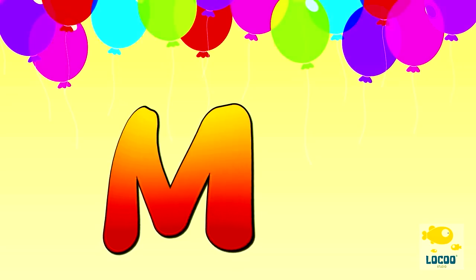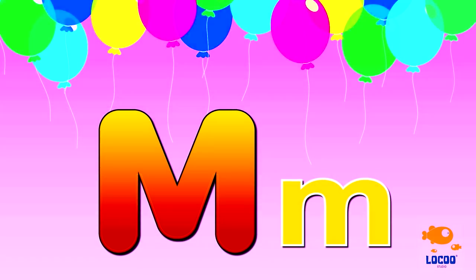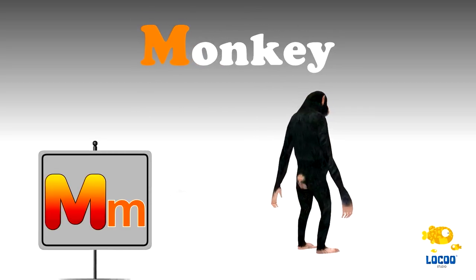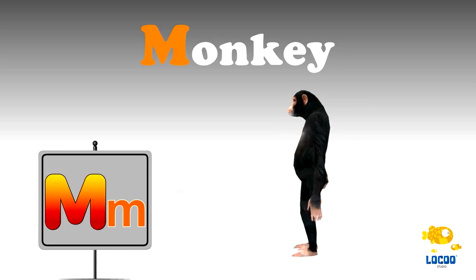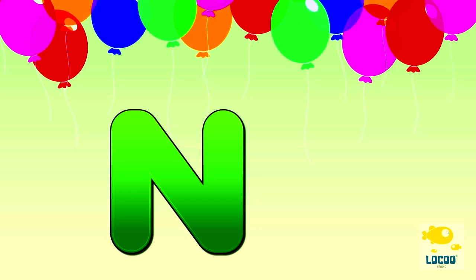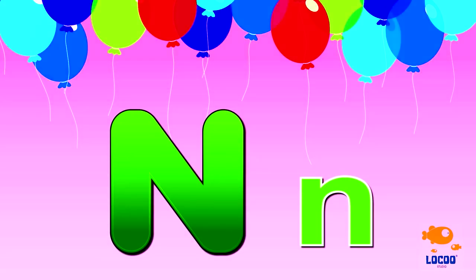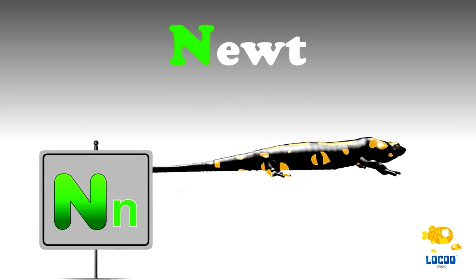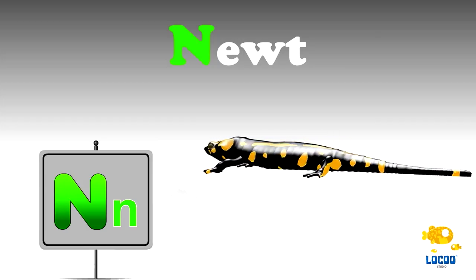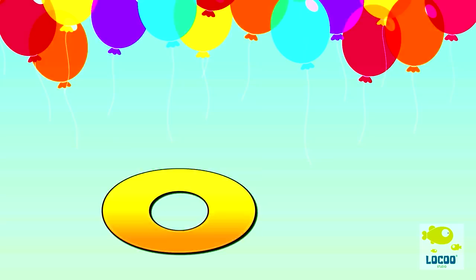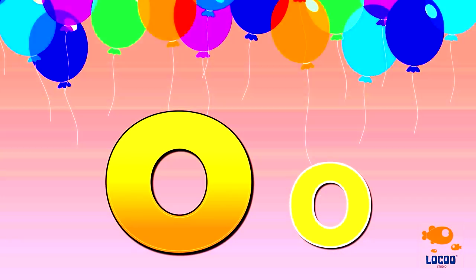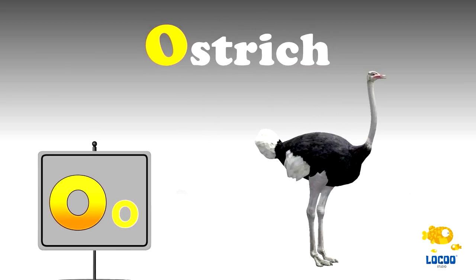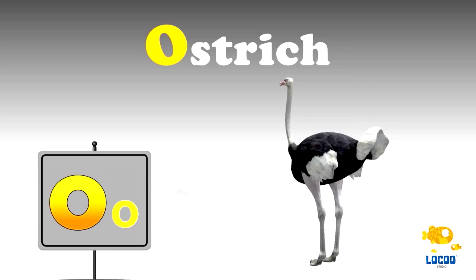M. M is for monkey. N. N is for newt. O. O is for ostrich.